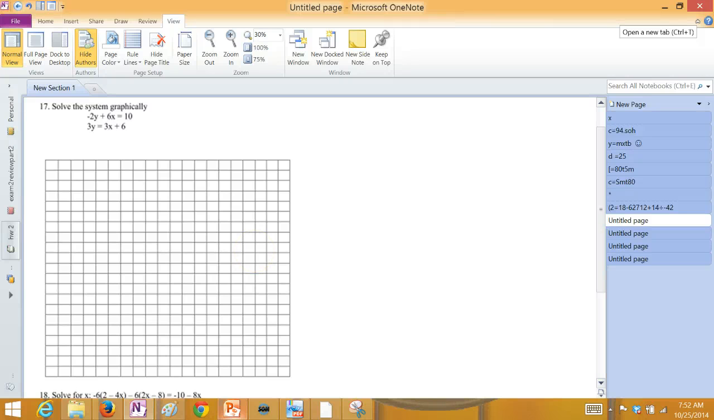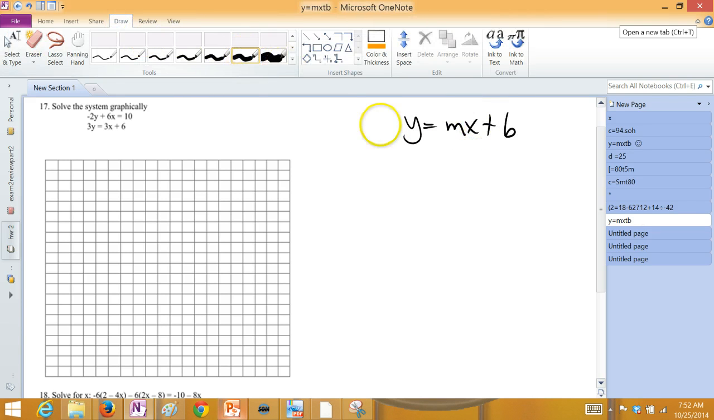Solve the system algebraically, or almost graphically. So let's graph these lines. A nice way to graph is if you have it in y equals mx plus b form. You can then graph quickly.